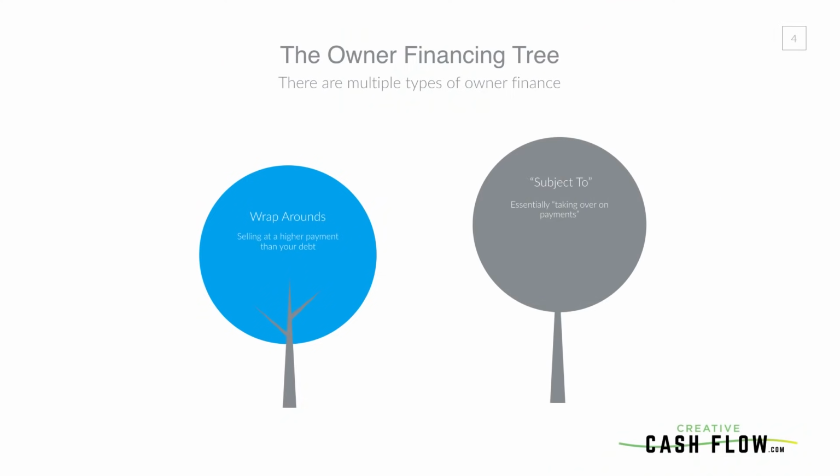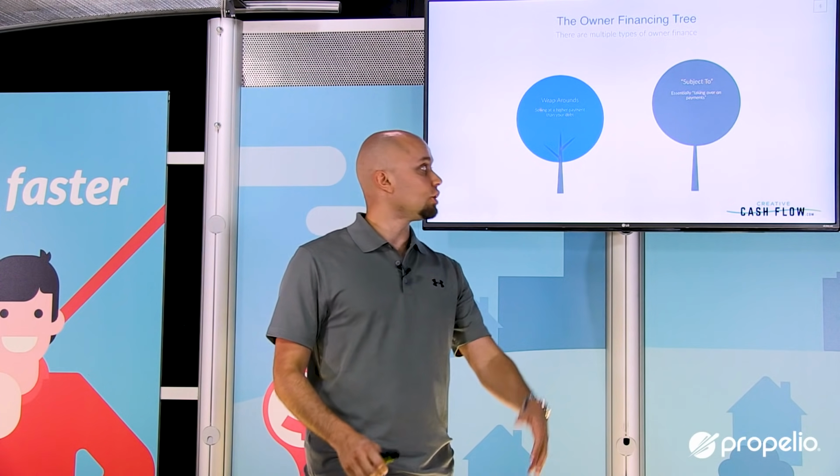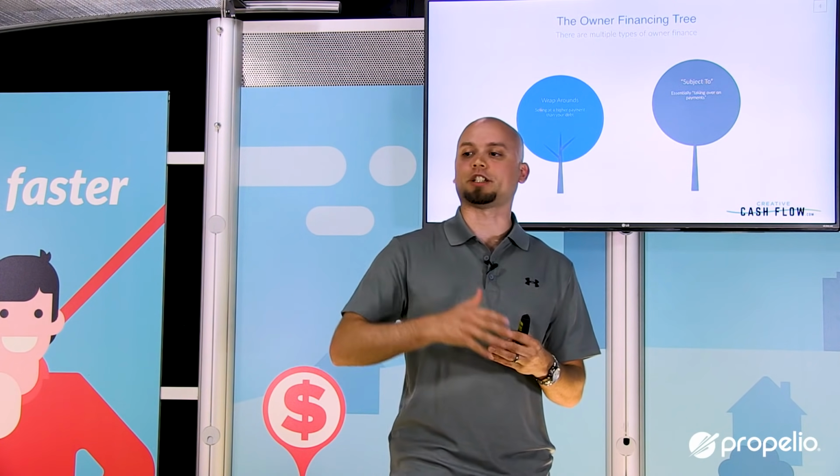On top of that, you've got Subject 2. Subject 2 is also a type of owner financing, okay? Sub 2 refers to when you've got a seller and they owe Bank of America $80,000, and they want to sell you their house. Well, instead of you coming up with cash to pay off Bank of America, instead of you saying, I want to buy your house and pay off the bank loan behind it and give you some money, Subject 2 is essentially taking over on payments.